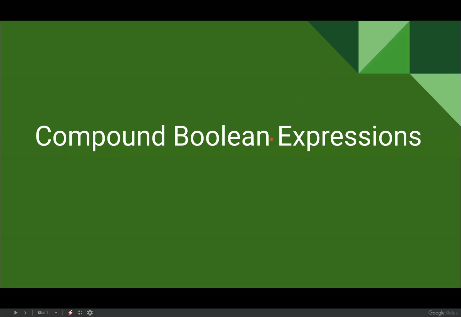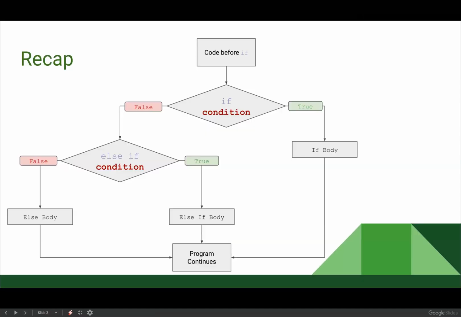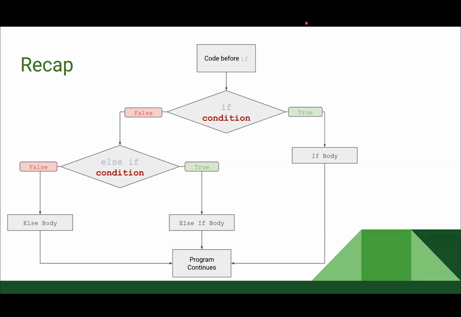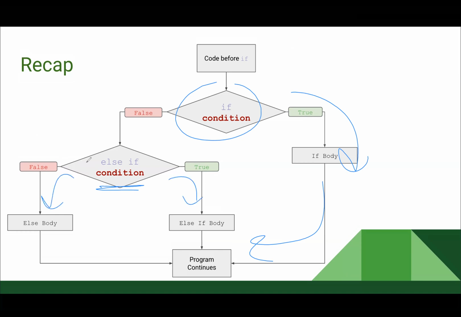All right, folks, today we are talking about compound Boolean expressions. If we remember from our last discussion on this unit, we talked about ifs and else ifs, and also elses. So we have our if condition. When that's true, we'll run our if body and then continue running our program. When our if is false, we'll check our else if. If that was true, we'll run that body. If it was false, we'll run the else. You remember all of this from last class.